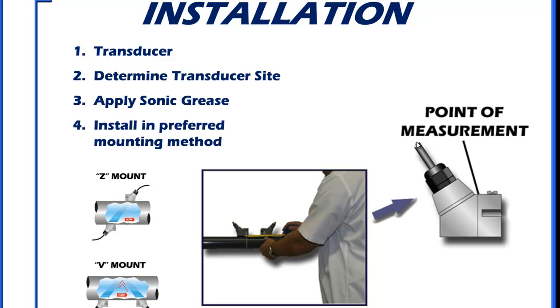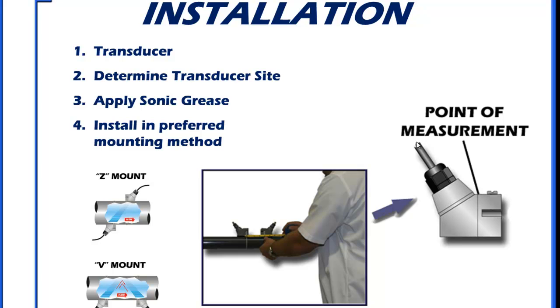So we determine the transducer site. We needed our 10 to 15 pipe diameters. We needed to apply our sonic grease. If we have insulation, we remove that off the pipe. Take a whole piece of insulation off. Don't cut little pockets and little windows and puzzle pieces to put this in because it never works out. Cut the insulation off, put your transducer on the pipe, re-insulate back on top of the pipe.